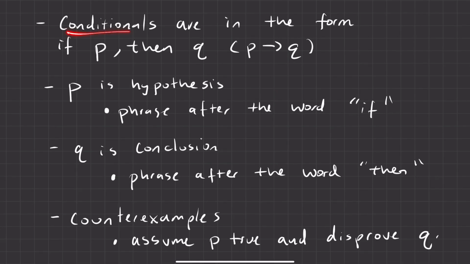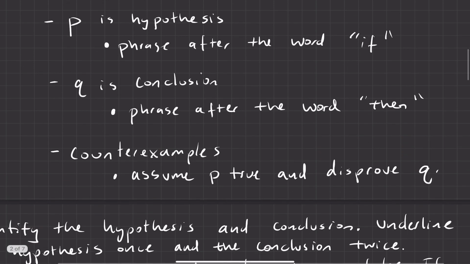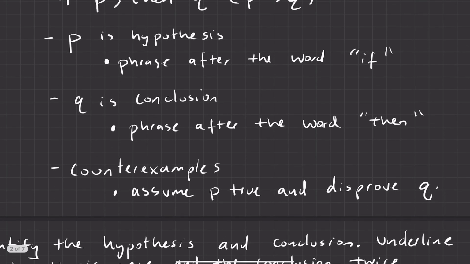basically, conditionals are in the form if P then Q, or P implies Q, where P represents the hypothesis and it's the phrase after the word if, and Q is the conclusion, which is the phrase after the word then. Counterexamples, by the way, when we're trying to come up with the counterexample, you have to assume that the hypothesis is true, and you're going to use that hypothesis and look at the conclusion and disprove that conclusion, okay?